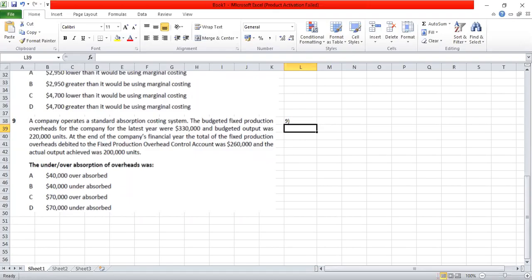But the normal practice is, how do they do it? Take the output and multiply it by the overhead absorption rate. So step number 1, we have to find out what the overhead absorption rate is. How is it calculated? From the past data, there is some overhead absorption rate which is calculated. So let's check this one.